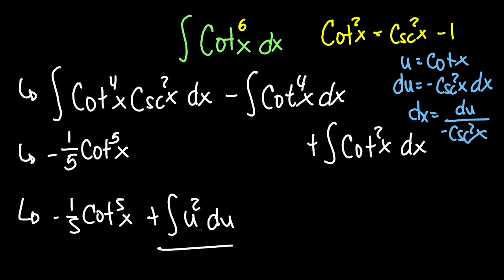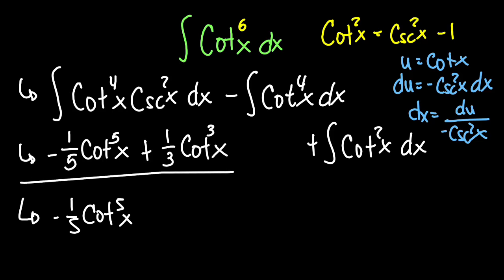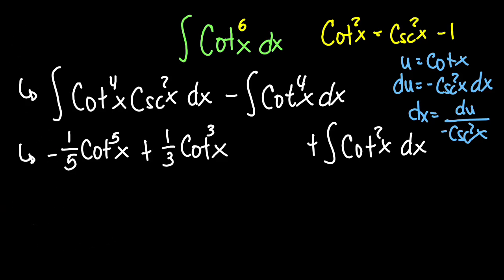And taking the integral of this, it would be equal to u cubed over 3. Or we can put this as 1/3 multiplied by u to the power of 3. And u here again would be equal to cotangent of x. So this would be cotangent to the power of 3 of x. So now that you have that, we can now integrate the last part, which is the integral of cotangent squared of x of dx.